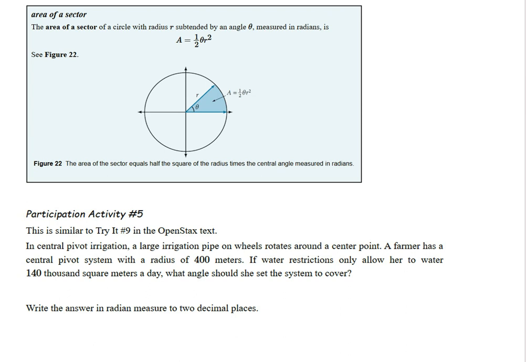Activity 5 says in a central pivot irrigation, a large irrigation pipe on wheels rotates around a center point. A farmer has a central pivot system with a radius of 400 meters. If water restrictions only allow her to water 140,000 square meters a day, what angle should she set the system to cover?